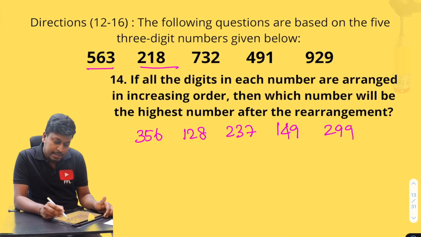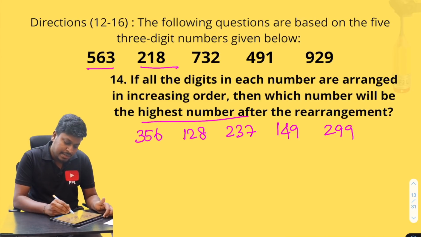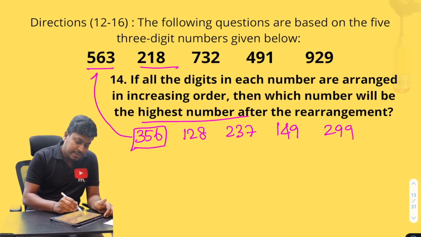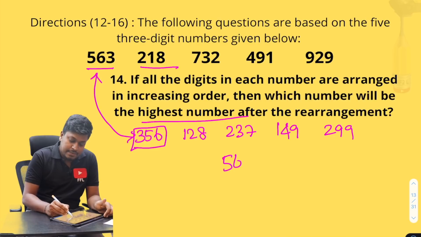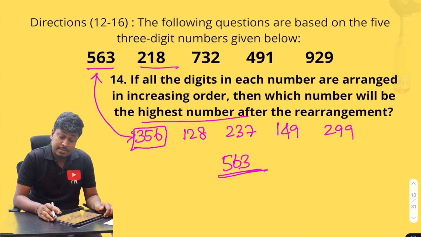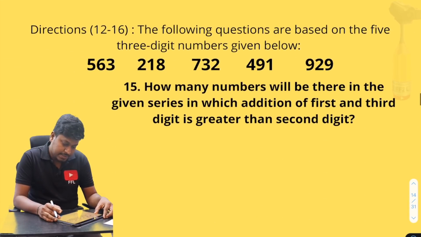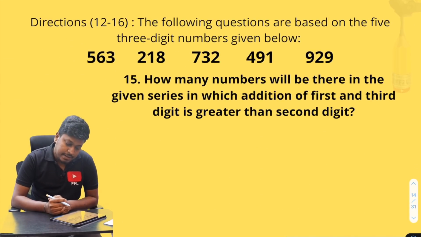So now what is our target? Which is the highest number? The highest number is 356, right? So 356 will be the highest number, which is a replicate of 563. So we can say 563 will be the answer for question number 14. Got it?